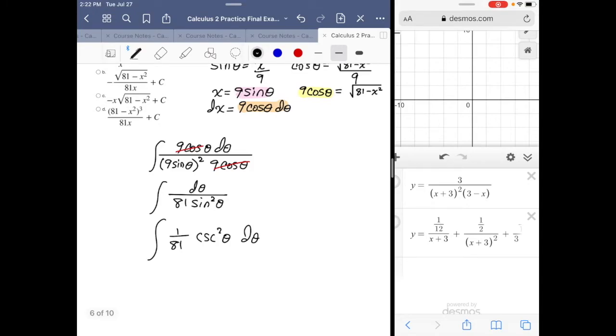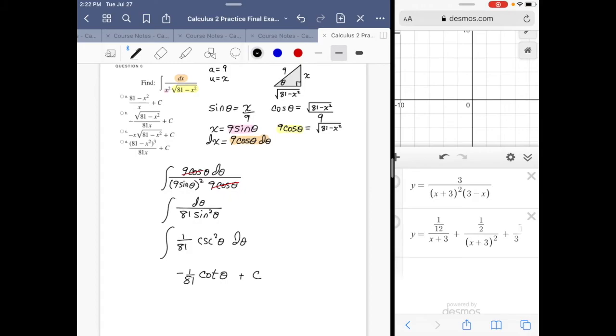The antiderivative of negative cosecant squared is cotangent, right? Because the derivative of tangent is secant squared, the derivative of cotangent is negative cosecant squared. So the antiderivative of cosecant squared would be negative cotangent. So negative 1 over 81 cotangent theta plus c.